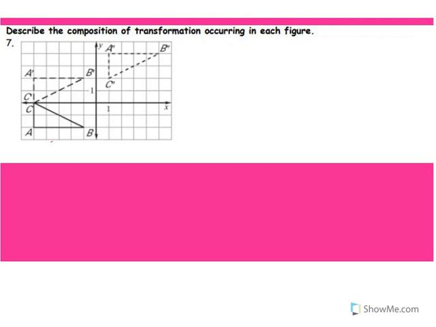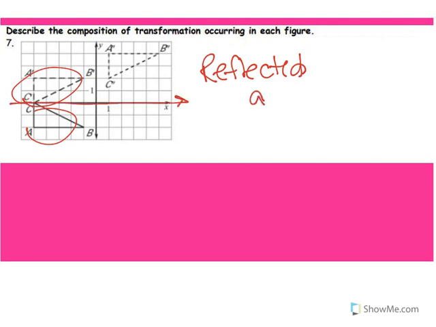So how did we get from here to here? Well, it looks to me like we reflected. This is a mirror image of this. So first we reflected, and then what did we reflect across? That's across the x-axis, because that's the line of symmetry. That's where it flipped.